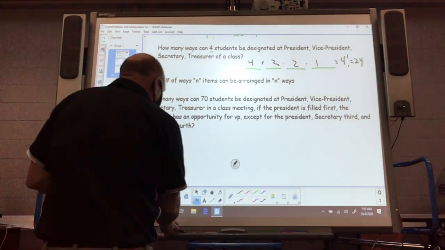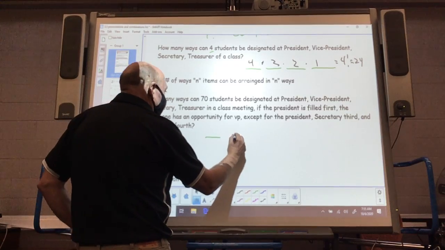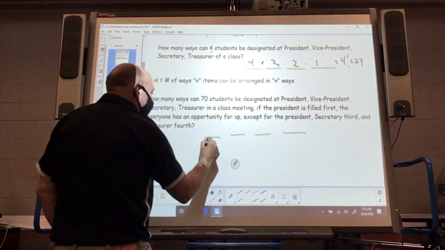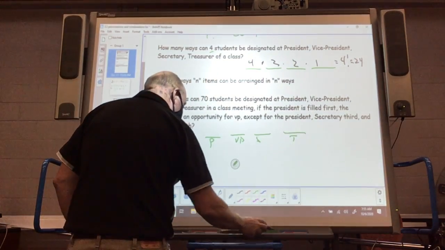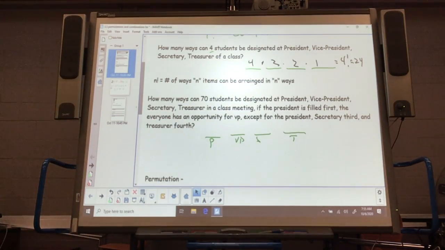I'm filling up 4 blanks here. I have president, vice president, secretary, and treasurer. And I have 70 students in the classroom. How many ways can we arrange those 70 students in that class to be president, vice president, secretary, treasurer? And you can only hold 1 position. Check your answer with somebody around you.